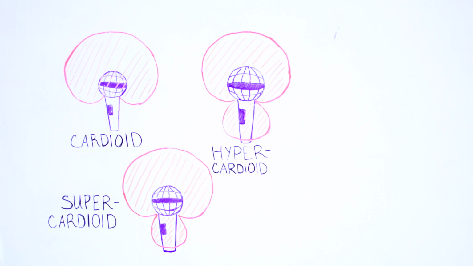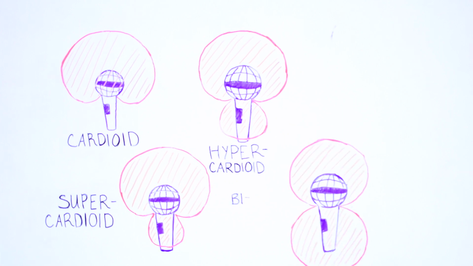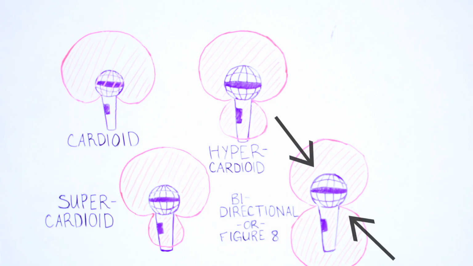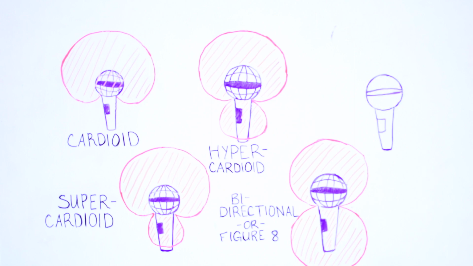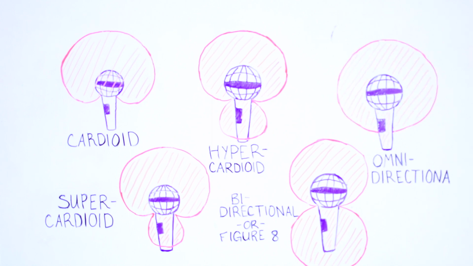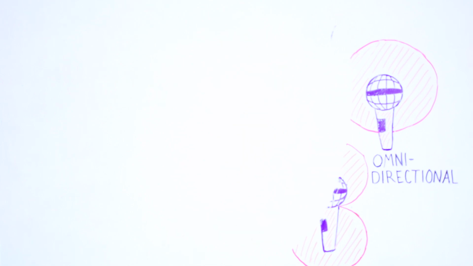Bidirectional, or microphones with a figure 8 polar pattern, picks up sound from both the front and the back, and also rejects sound from the sides. A microphone with an omnidirectional polar pattern picks up sound pressure equally from all directions. It exhibits more environment in the sound and a flatter frequency response.